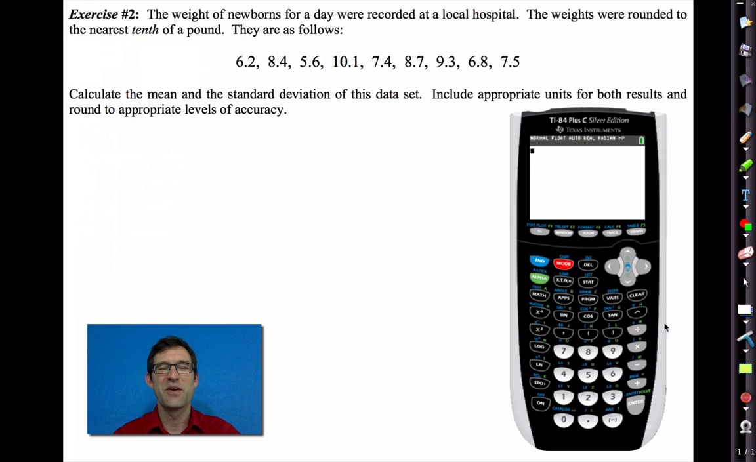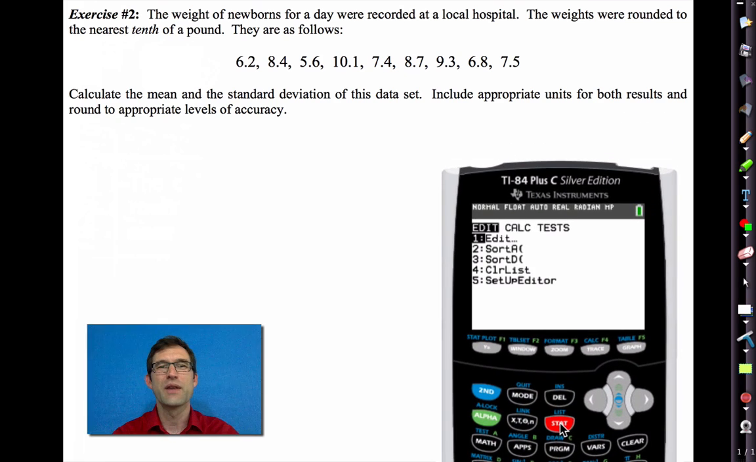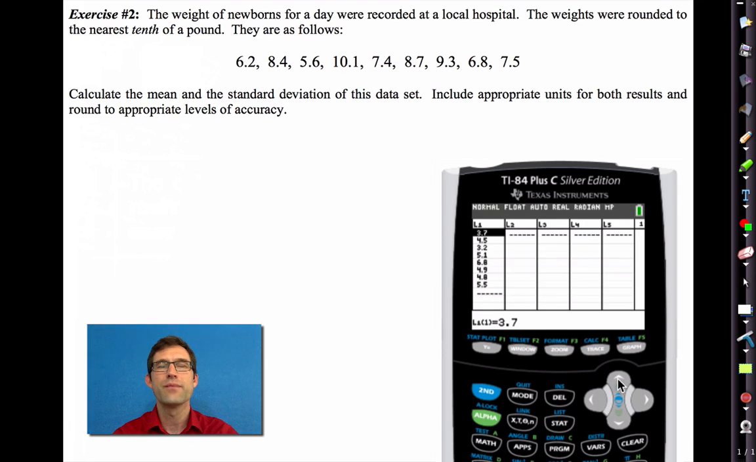All right, there it is. Let's put this into our statistics. So hit the Stat button. All right, go into Edit. If there's anything in L1, go up there, highlight L1, hit the Clear button. Remember, don't hit the Delete button. All right, clear out that data, and now let's enter it.